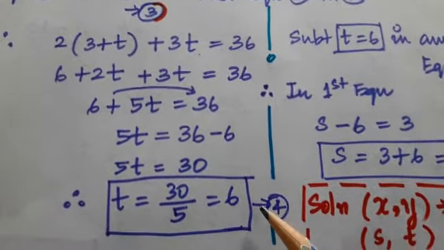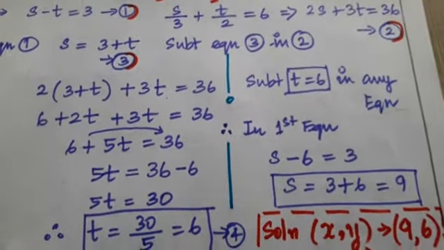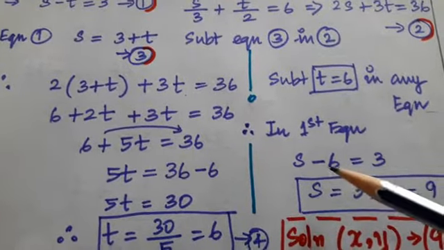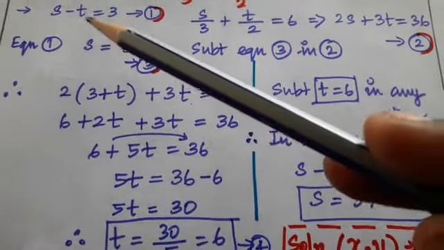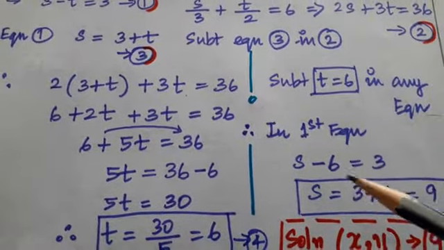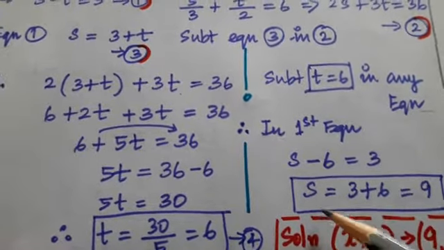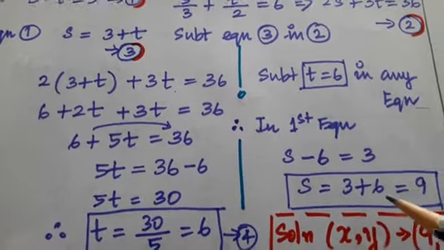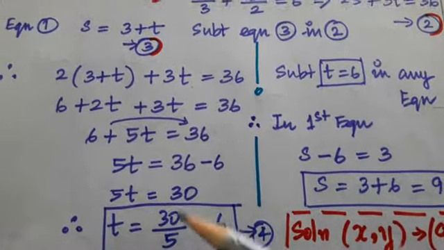Then take this fourth equation, the 6 value, and substitute in any one of the equations. Suppose in the first equation I am taking s minus 6 equal to 3, because our equation is s minus t equal to 3. Then the 6 will go to the other side, it will become plus. So 3 plus 6 equal to 9. So s value is 9 and t value is 6.